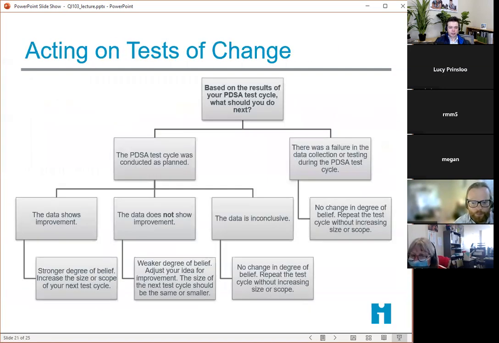Oh, sorry, going backwards. Once you've done your PDSA cycle and you look at the results, you've got to interpret them. And if the data shows improvement, very good. Then you can focus on your next test cycle, building on that, improving it more. If it doesn't show an improvement, you go back to the drawing board and you actually say, well, what was wrong with it? What do we need to change? And if the data is inconclusive, then you probably need to repeat the testing, or if there's a failure in the data collection itself, you might need to start thinking about, well, what data should we be collecting instead?